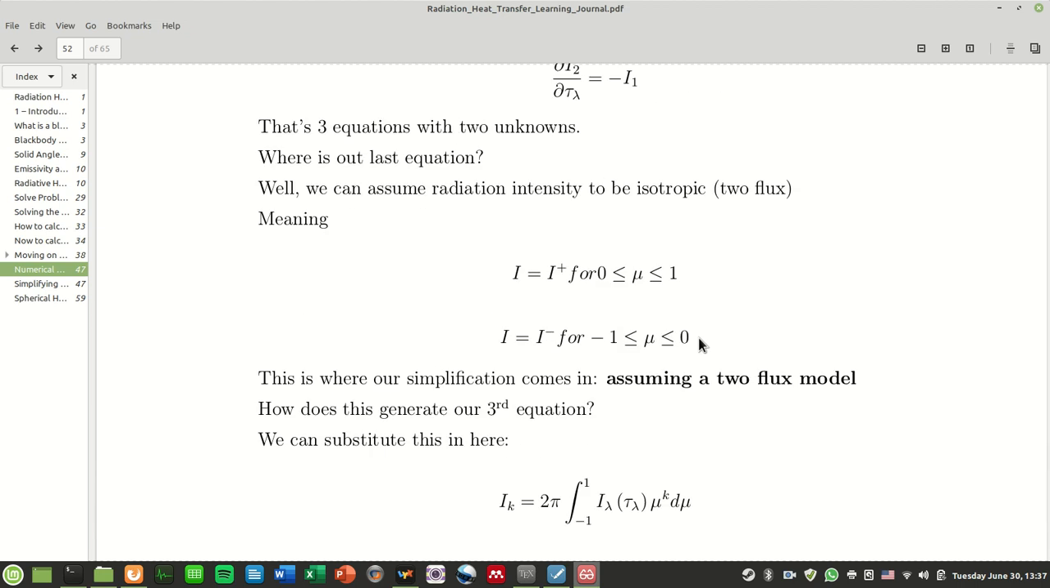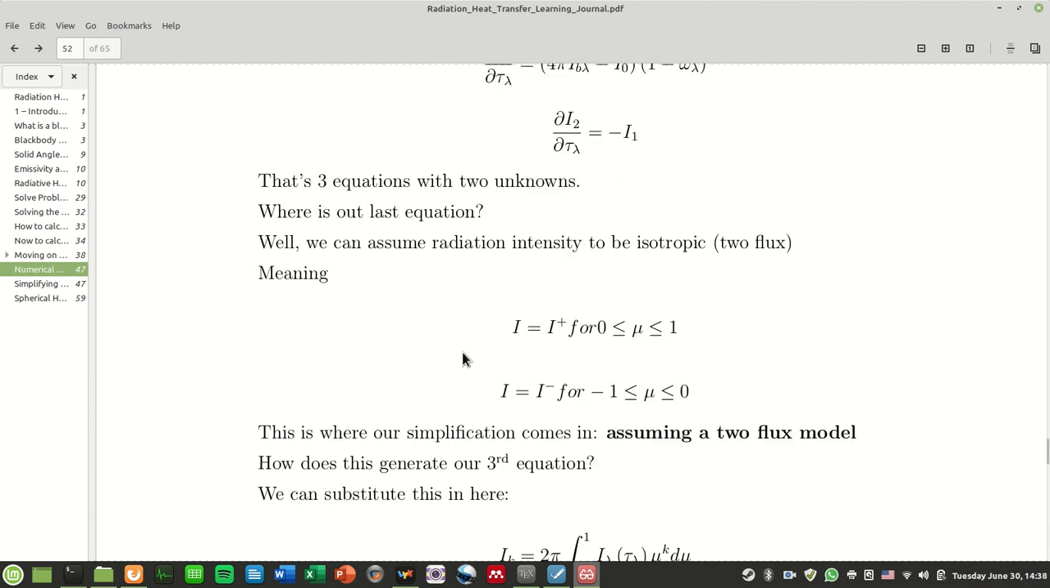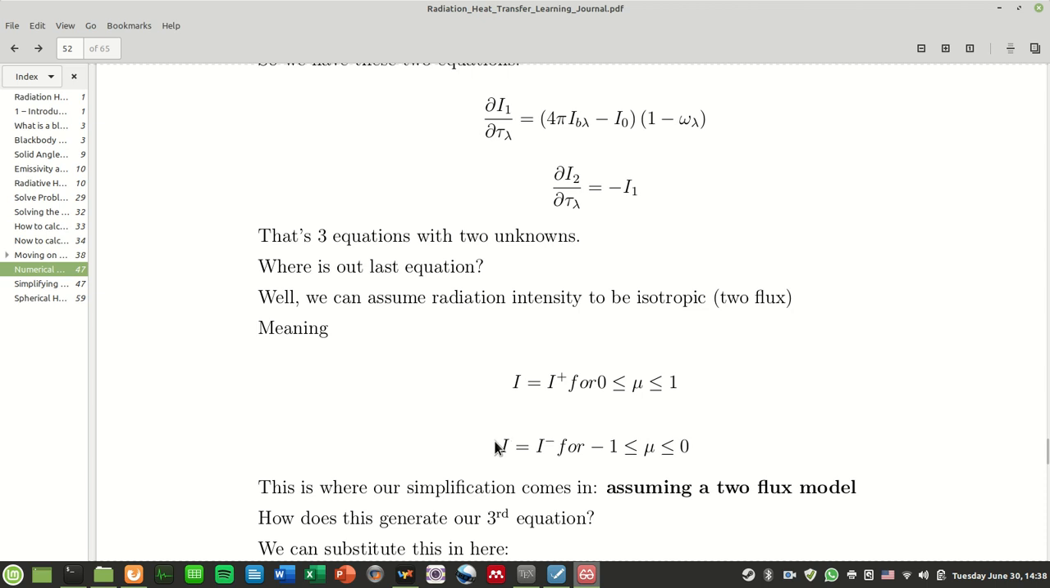So in the last video, we were going to have this two flux model, trying to make this third set of equations. I already explained to you what this two flux model means.